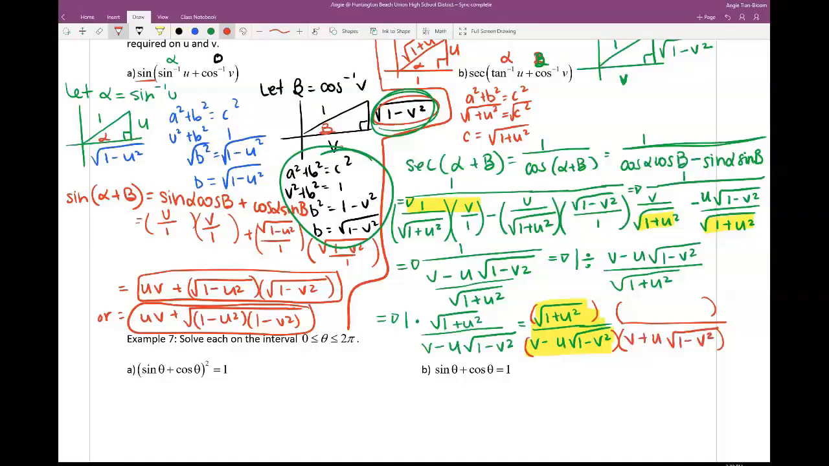Hopefully it's not some ugly answer. We'll see, right? Okay, so what I multiplied to the bottom, I now multiply to the top.